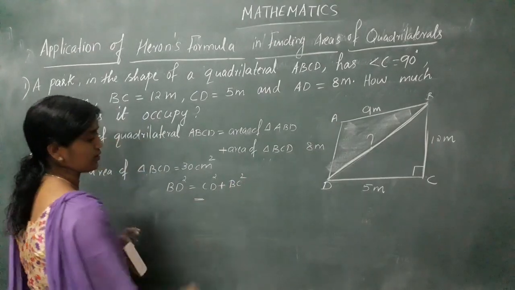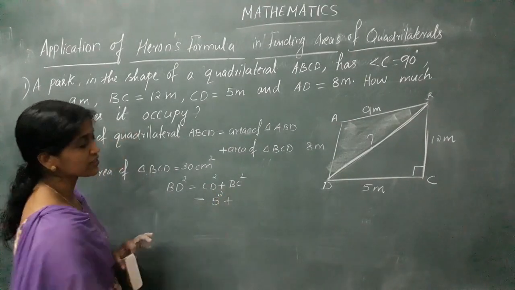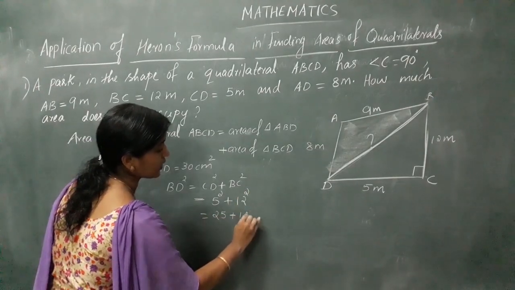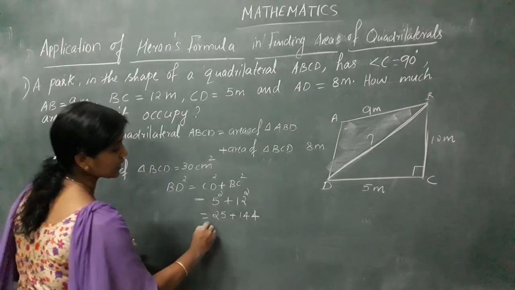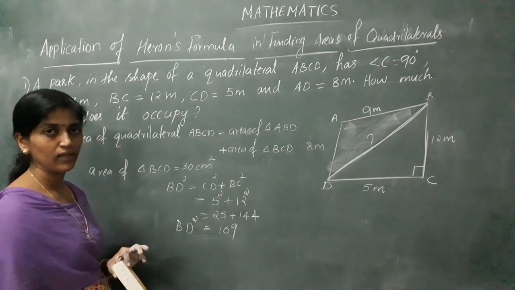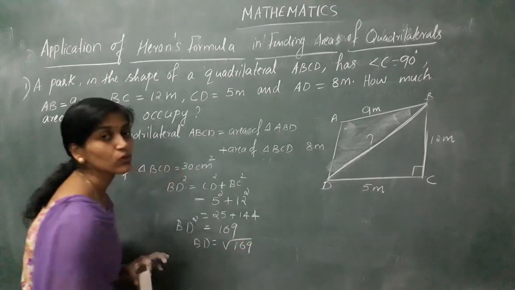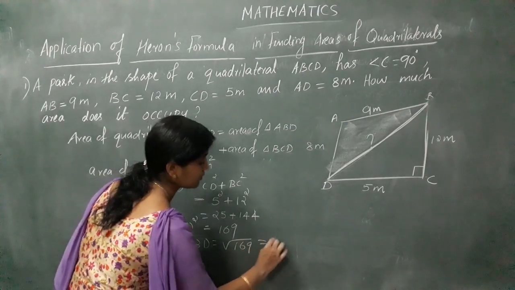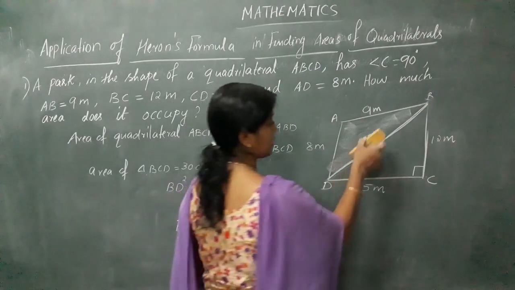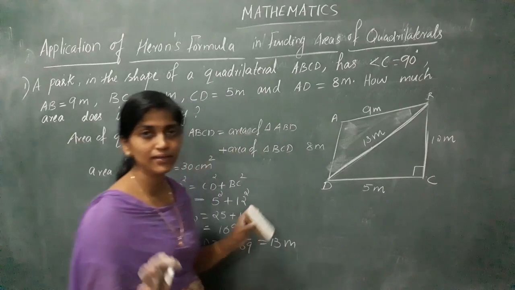Clear? What is CD square? CD square is 5 square plus BC square is 12 square. 5 square is 25 and 12 square is 144. So we get it as 169. BD square is equal to 169, which means BD is equal to root 169. What is root 169? It is 13. The unit is 13 meter. So you got the side. Using Pythagoras theorem, we got the side. It is 13 meter. Clear?